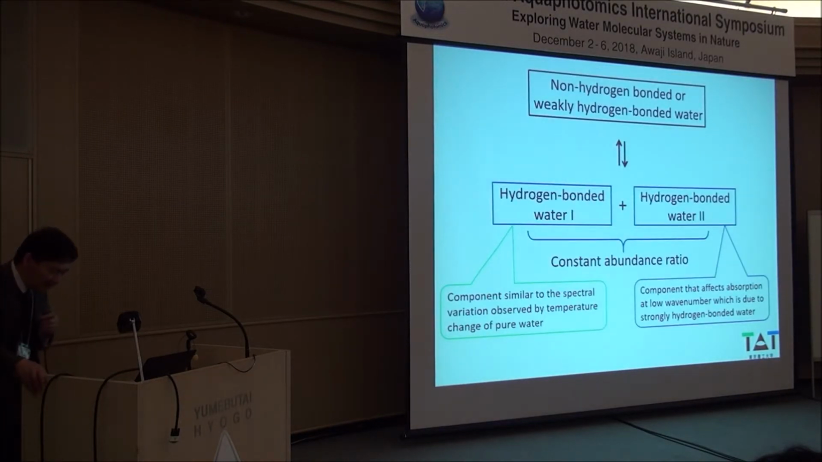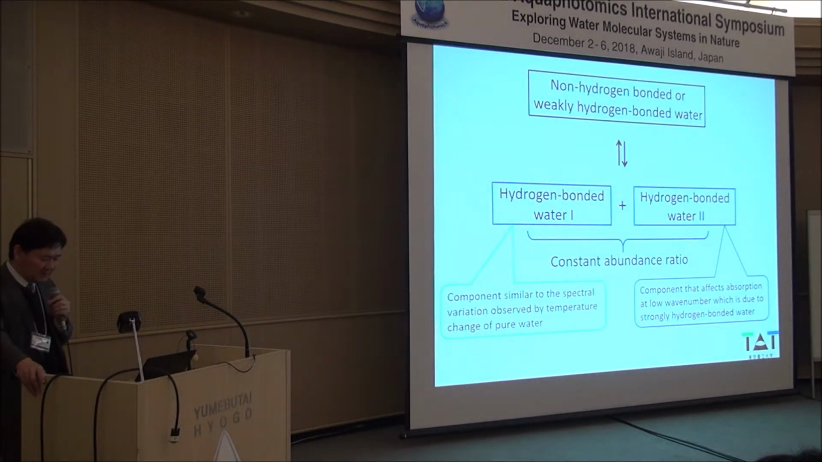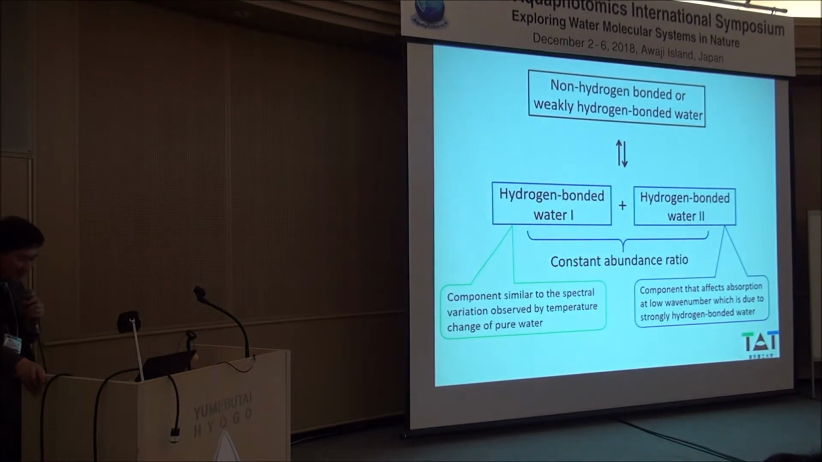The results obtained through the analysis suggest the equilibrium shown here for the aqueous solutions of salts. Non-hydrogen bonded or weakly hydrogen bonded water is in equilibrium with two kinds of hydrogen bonded water. One is hydrogen bonded water, same as that produced by temperature change, while the other is strongly hydrogen bonded water that cannot be produced by temperature change. The abundance ratio of the two kinds of hydrogen bonded water is constant for each solute within the concentration range employed here. It's a very low concentration here.